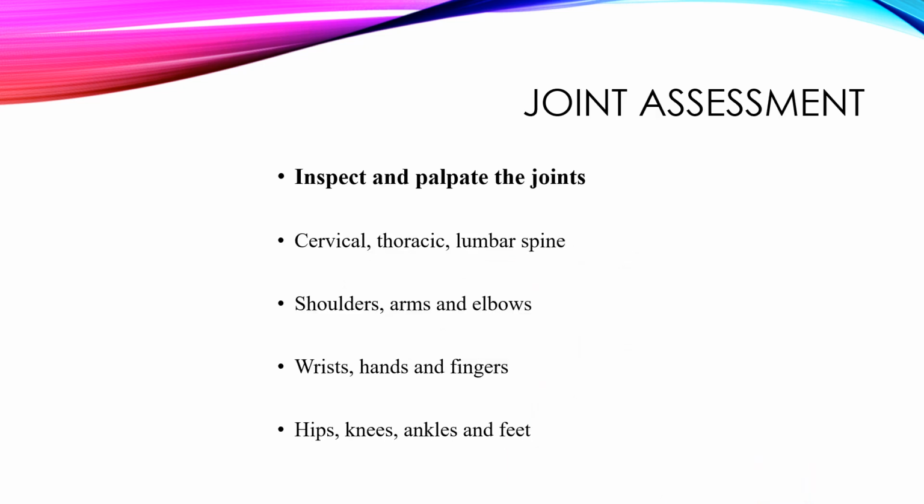So when we look at the joints, we inspect and palpate the joints. So you have joints in the cervical, thoracic, lumbar spine, your shoulders, arms, and elbows, all those places that bend and have that range of motion. So we want to inspect those joints, comparing the extremities for any asymmetry that we might need to identify, and we palpate them for warmth, tenderness, etc., like we talked about. So I listed the joints that we're going to focus on this semester.